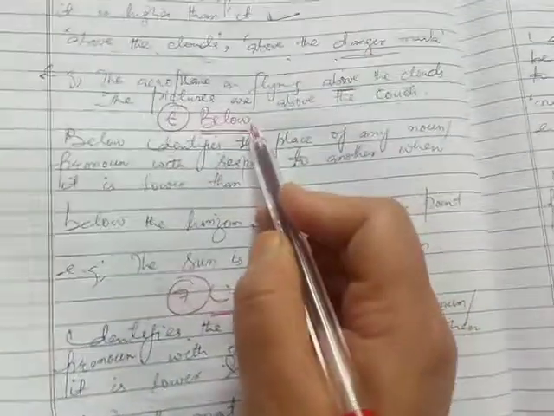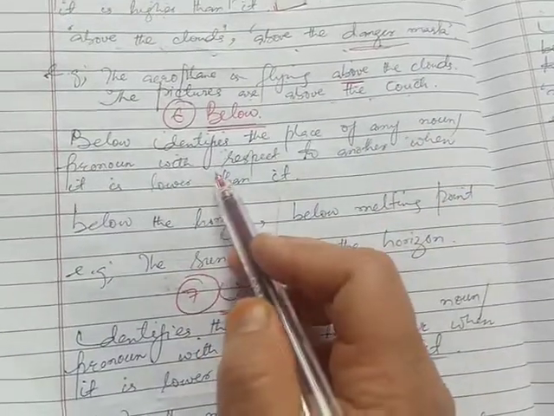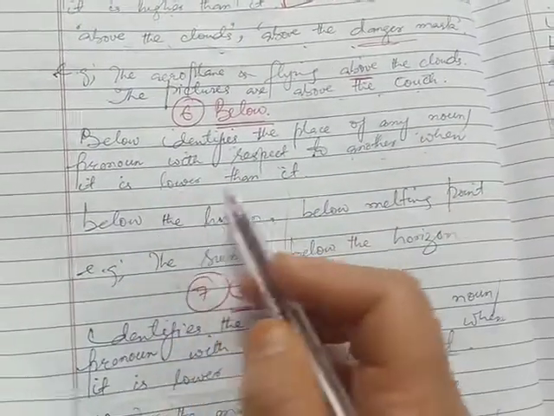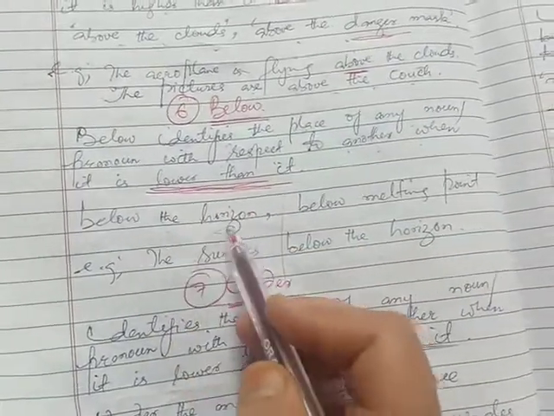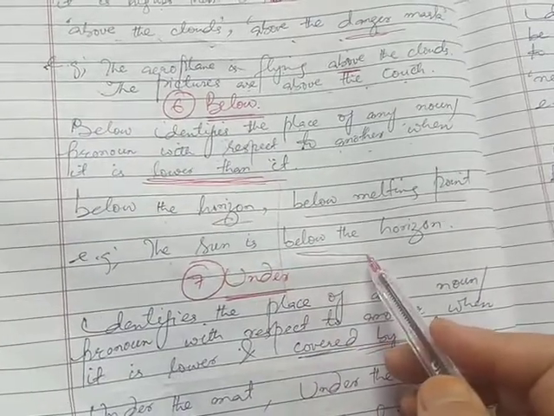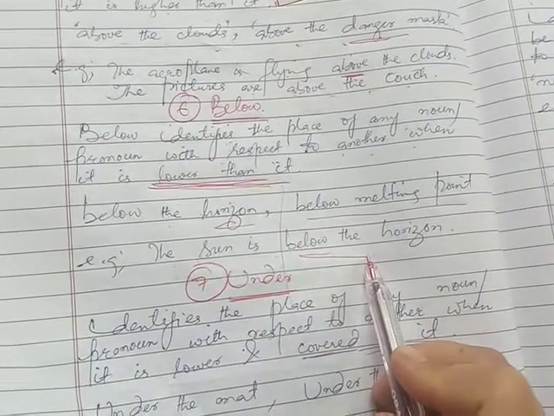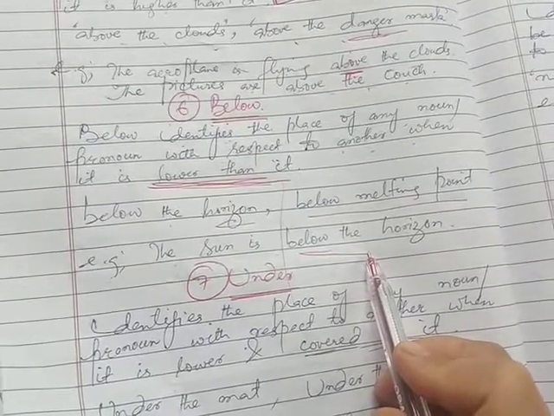Then another preposition of place, "below". It identifies the place of any noun or pronoun with respect to another when it's lower than it. So its position is lower than it. Below the horizon, below melting point. The sun is below the horizon. Because I told you that "below" identifies the place with respect to another when it is lower than it.